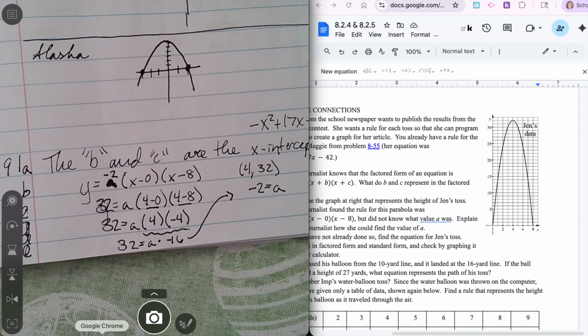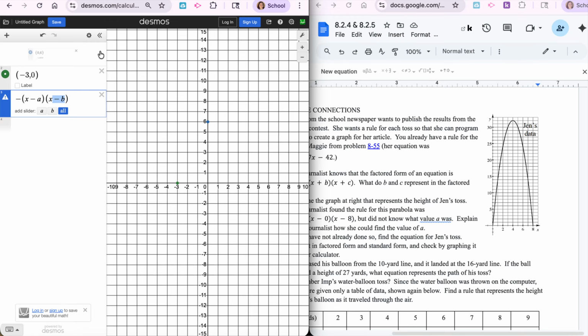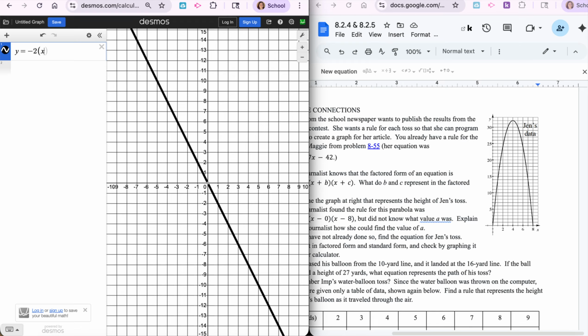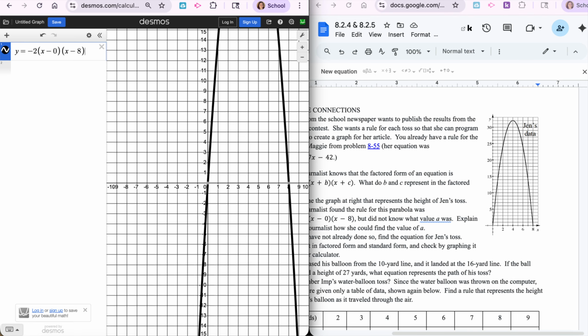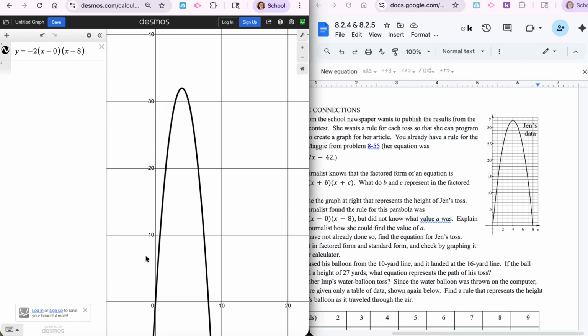So if I go back over to my Desmos graph and type in this equation that we think we have, y equals negative 2(x minus 0)(x minus 8), I do get a parabola that goes through the point (4, 32), that peak point that I see on the graph, and it does land at 8, and it launches from 0. So this does model Jen's parabola.